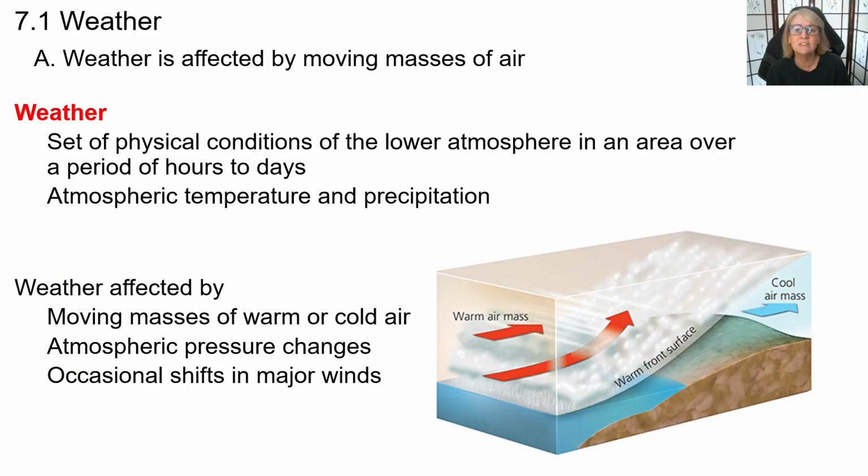Weather is the conditions in the lower atmosphere, so where we live, in an area over a period of hours to days. Is it raining? Is it hot? Is it cold? It's questions about temperature and precipitation. Precipitation is rain. Weather is affected by moving masses of hot and cold air. And that causes different pressure changes in the atmosphere and shifting of the winds.